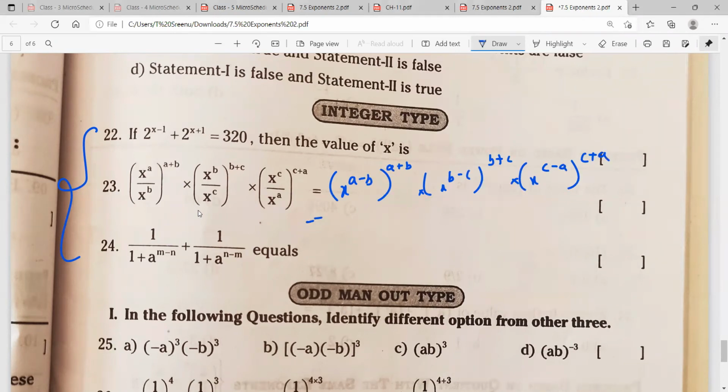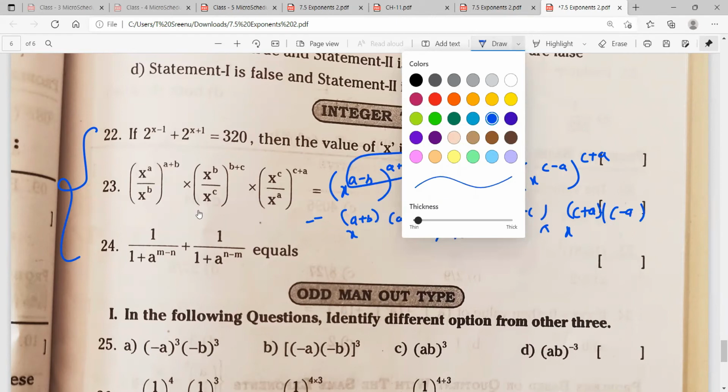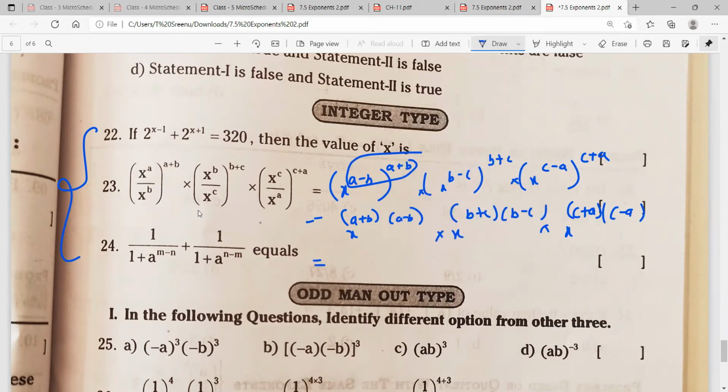Now multiply these two terms. a plus b into a minus b, b plus c into b minus c, c plus a into c minus a. Now we have a formula: a plus b into a minus b is a square minus b square. So you will get here x power a square minus b square.